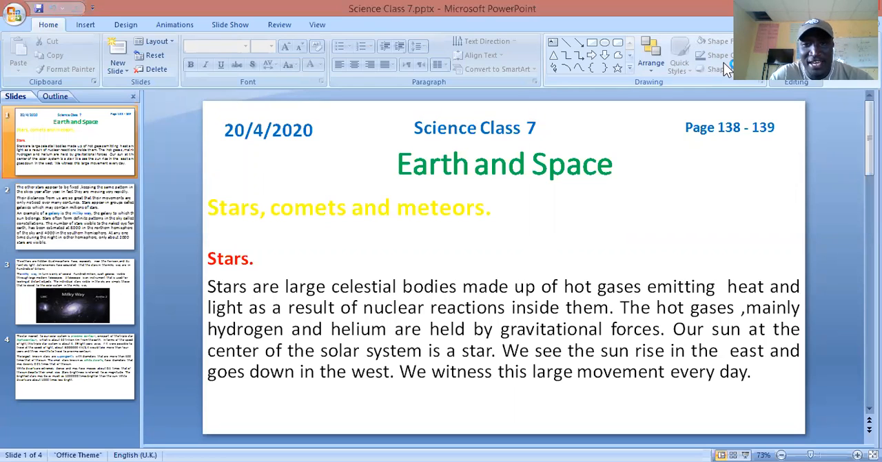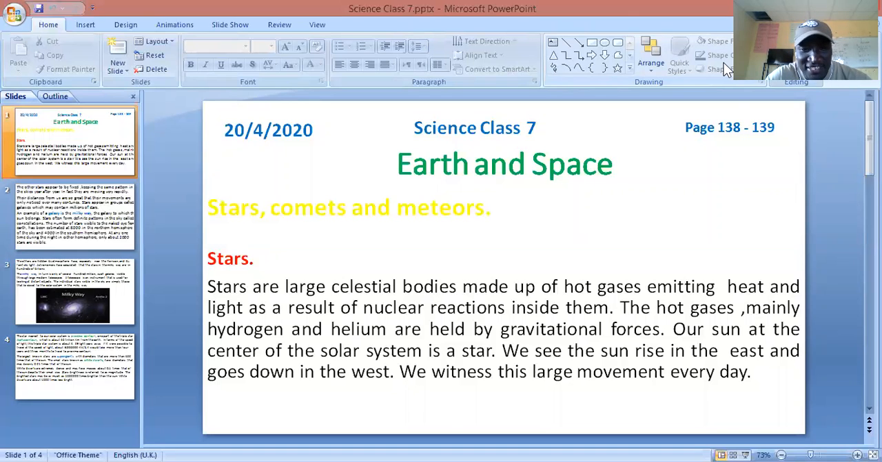Our lesson today is Science Class 7. Topic, we're still on Earth and space. We have our subtopic, stars, comets, and meteors. Our small heading or subtopic, stars. What are stars, or what is a star?